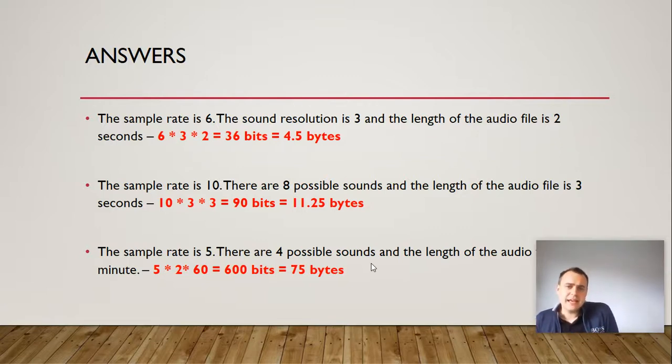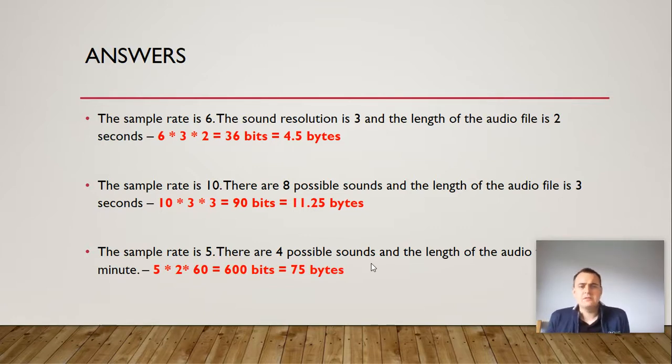The sample rate is 10. There are 8 possible sounds. So if it's 8 possible sounds, that's an audio bit depth of 3. And then you need to times that by 3 again. So 10 times 3 times 3 is 90. Divide that by 8, so half it, half it, half it, and you get 11.25 bytes.